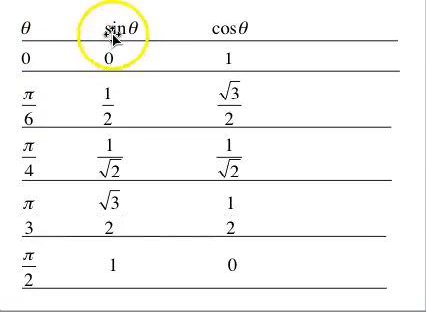Sine of 0 is 0. Sine of pi over 6, 30 degrees, is 1/2. Sine of pi over 4, 45 degrees, is 1 over root 2, or root 2 over 2. Sine of pi over 3, 60 degrees, is root 3 over 2. Sine of pi over 2, thinking of the unit circle, will tell us that, of course, is 1.